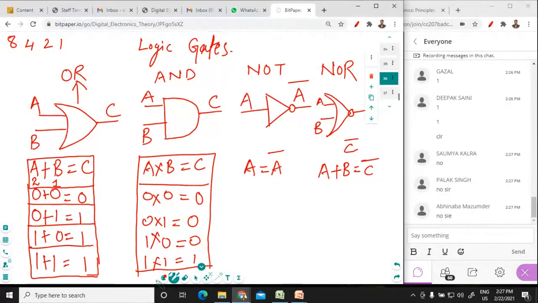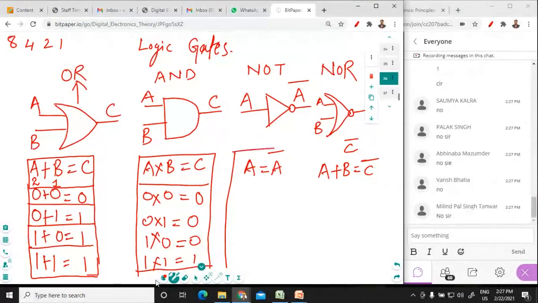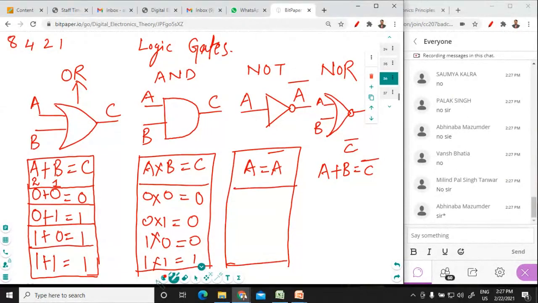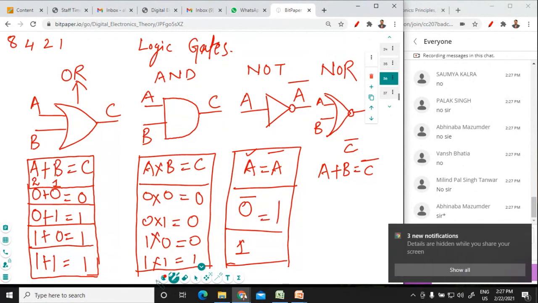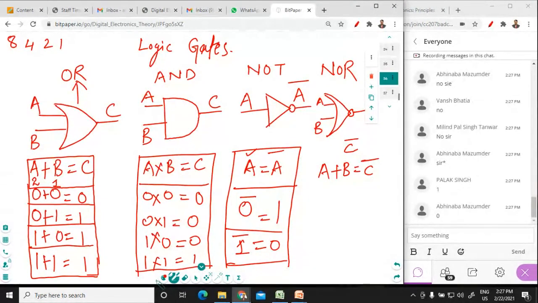Okay, now come to the next part. This is your NOT gate. In the NOT gate, you have to take one input. Okay, either you will take 0 or you will take 1. Okay, when you complement this 0, you will get 1, and when you complement this 1, you will get 0. So this is the output for the NOT gate.